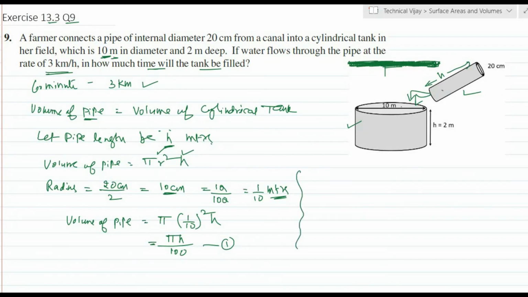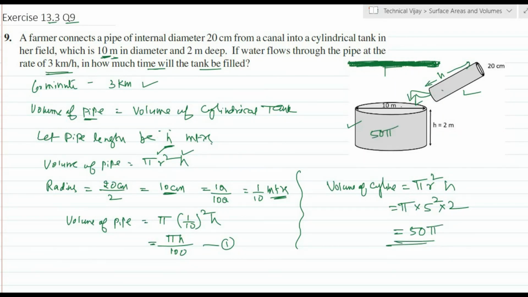The volume of the cylinder is also the same formula, pi r square h, because this is also a cylindrical shape. Here r means 10 meter is the diameter, so r is equal to 10 by 2, that is equal to 5. So 5 square into h, which is 2. 5 5s are 25, 25 into 2 is 50. So this is equal to 50 pi. This is the volume of this one. And the volume of the pipe is pi h by 100.